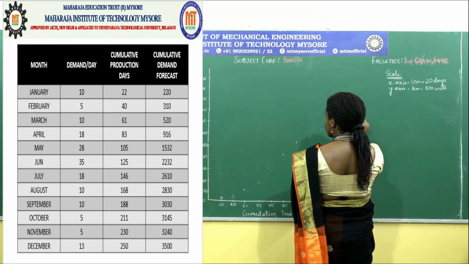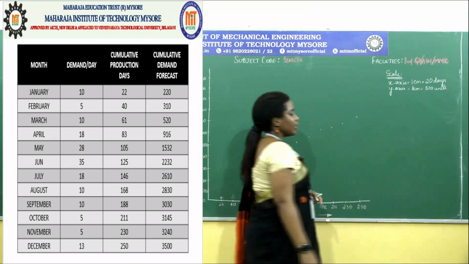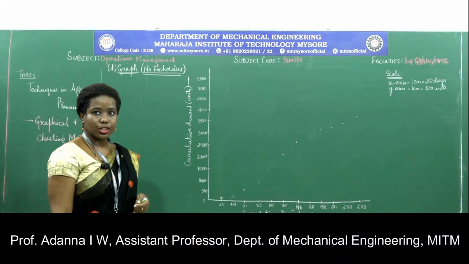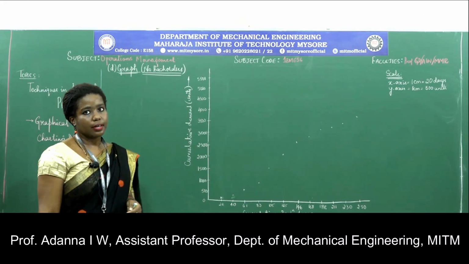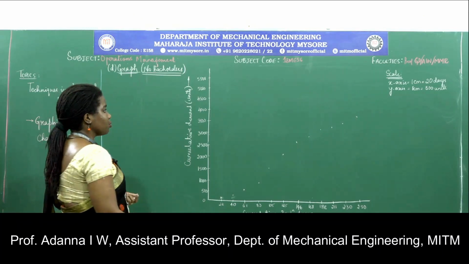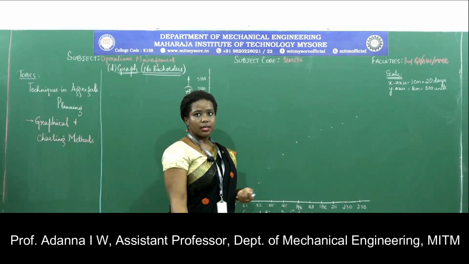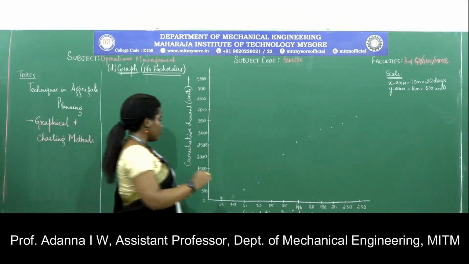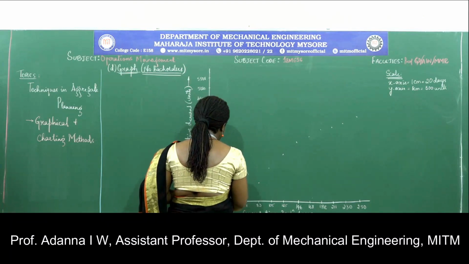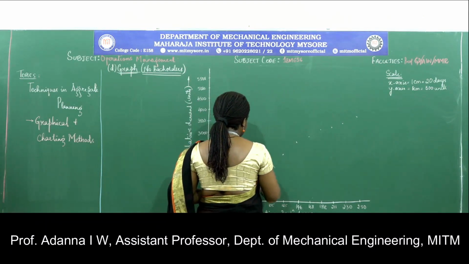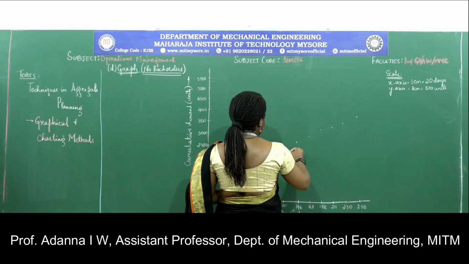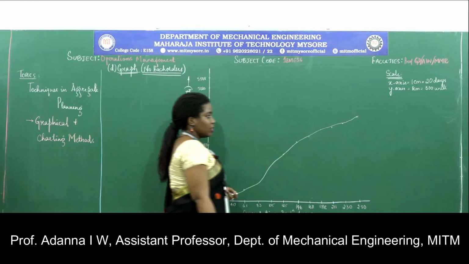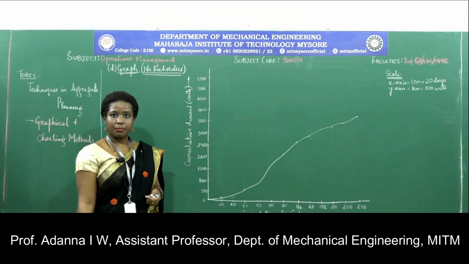And finally, 3,500 units. So like I mentioned earlier, please choose a suitable scale according to your graph sheet and size of the sheet that you're using, and then plot the graph. Now what we're going to do is use a free line, a curved line, that is not a straight line. We're just going to draw a curve joining all these points as we do in graphs. So a free form line that will give you the behavior of the cumulative demand.